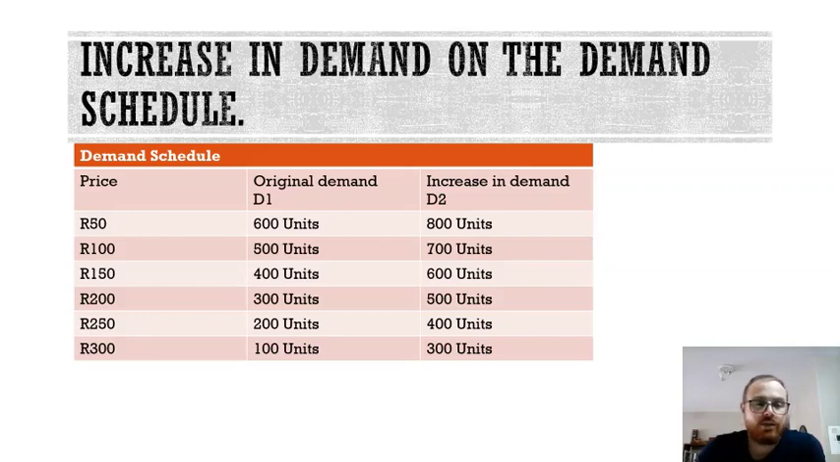Let's say it costs 100 rand per unit and the demand is 500 units. Let's say now the income level again changes. Now people would like to buy 700 units of the same product.